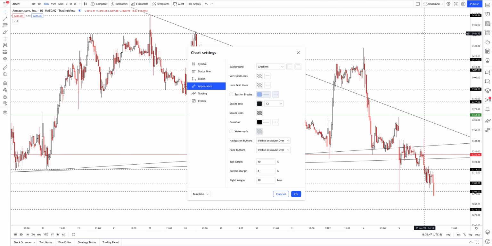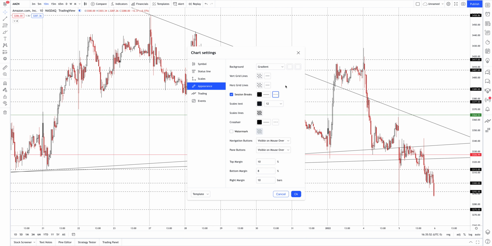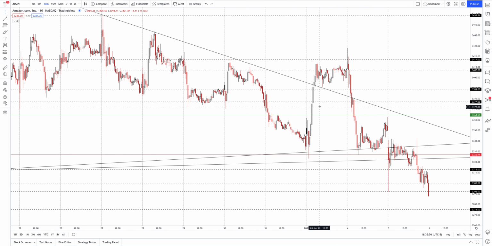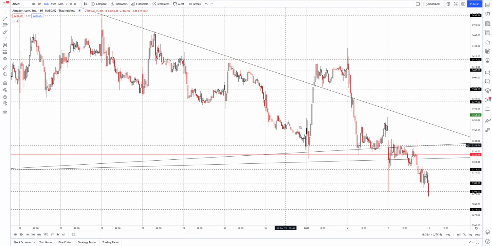I haven't touched them up, so if they warrant any sort of marking up, I will do that with you guys. Right now I'm going to introduce session breaks on this 10-minute time frame. Each vertical line, you can see I'm hovering over the vertical lines, represents an entire day's worth of price action, so the totality of the entire session via each 10-minute candle. So this is the 10-minute time frame.